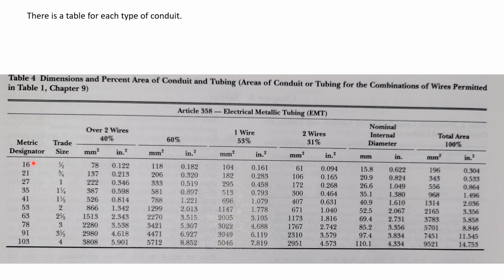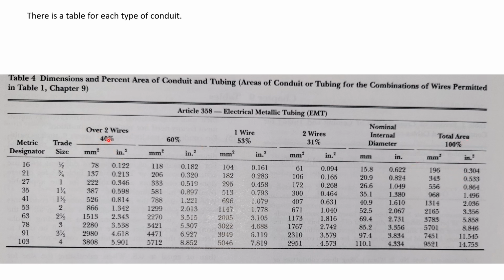Well, we're not going to worry about the metric. This is our trade size, okay, and this is our 40%. Remember that from table 1? Over 2 wires. If you have more than 2 wires in a conduit, you can fill it up to 40%. And if you look, this is your 100% area over here. You shouldn't need the 100% area, but just for interesting purposes, see this 0.304? If you multiply it times 40%, you'll get 0.122. Okay, so this is probably just information you don't really need.